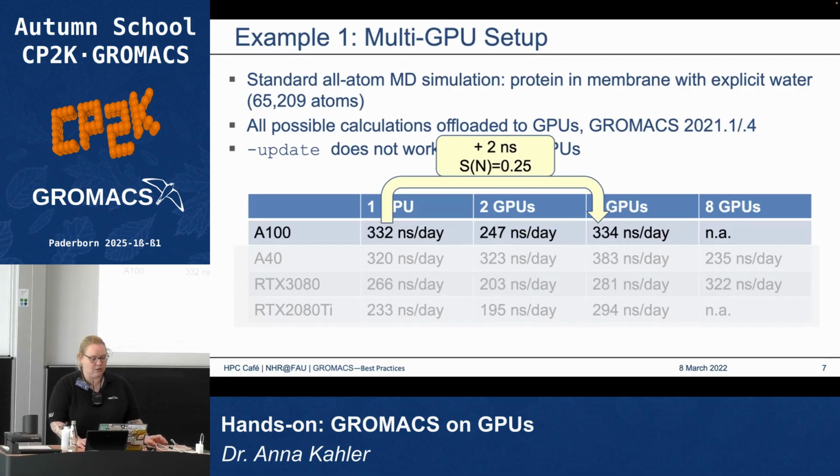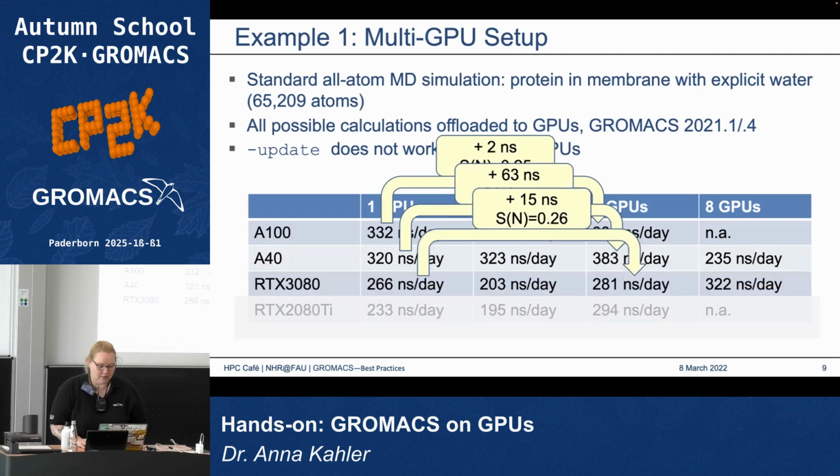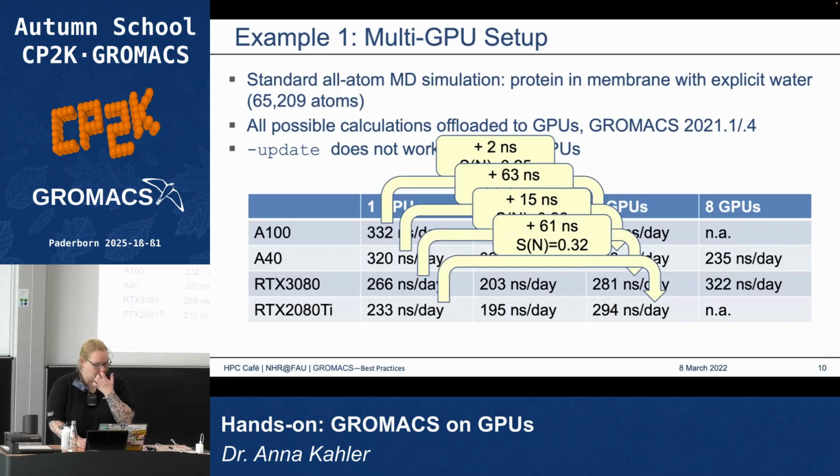So just to go down the table here, in this case for the A40, the performance increases from 1 to 4 GPUs by 63 nanoseconds. If you just look at the numbers, it looks like there's an increase in performance, but the parallel efficiency is still below 0.5, so it's not recommended. The same goes for all of the other GPUs, benchmarks and systems we tried.